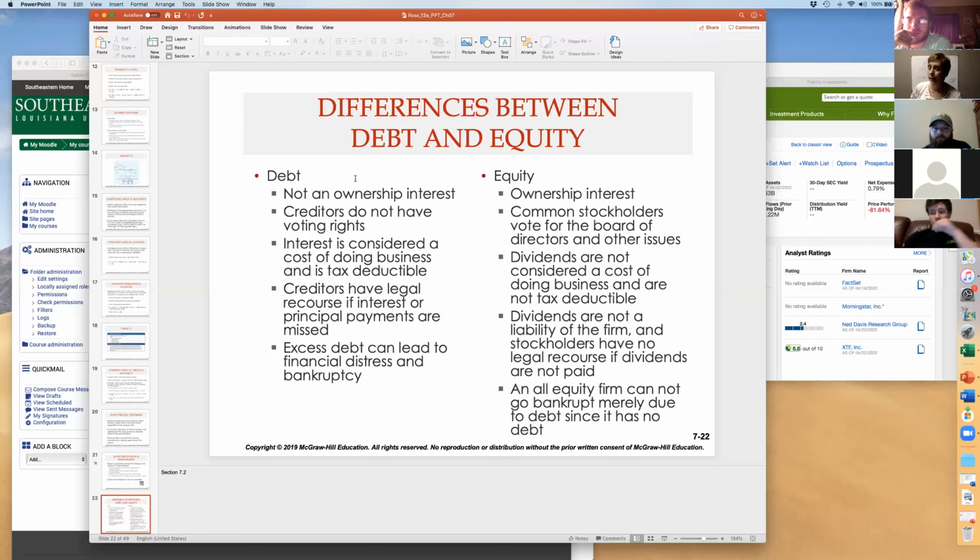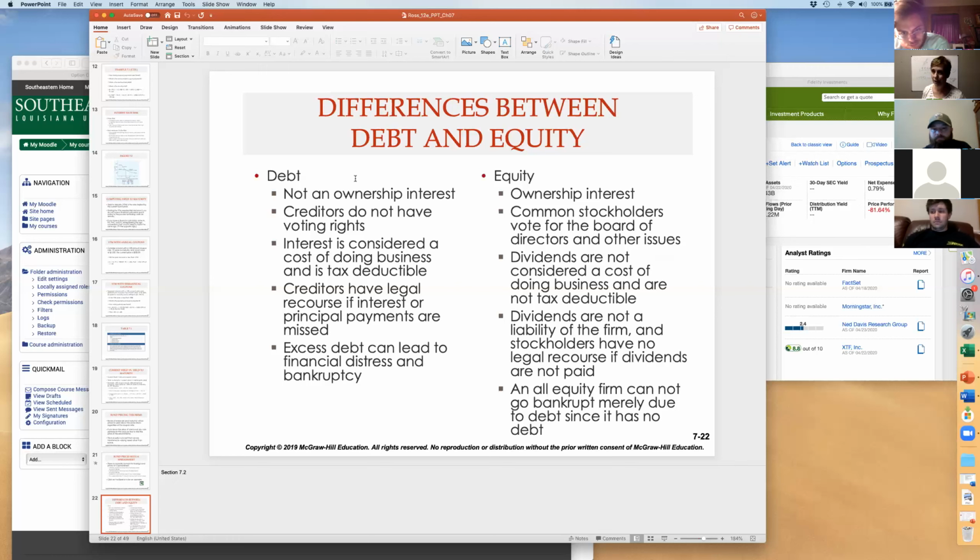Equity is ownership. It's an interest in the profits that occur. However, the residual claimants, the debt holders, have to be paid their interest and principal before the equity holders can get anything. So equity holders are inferior, they're junior to the debt holders. Common stockholders vote for the board of directors, and also other issues that might come up.